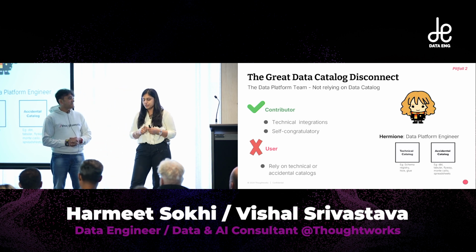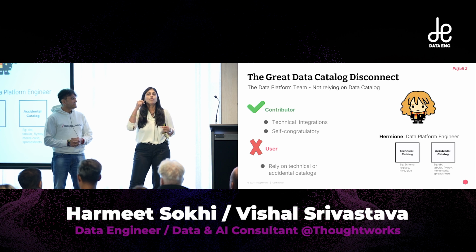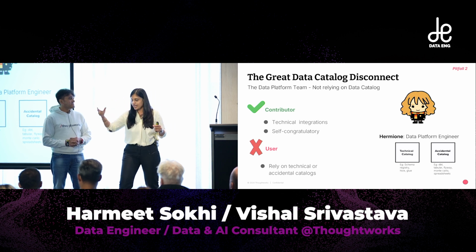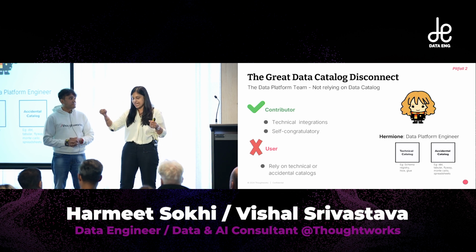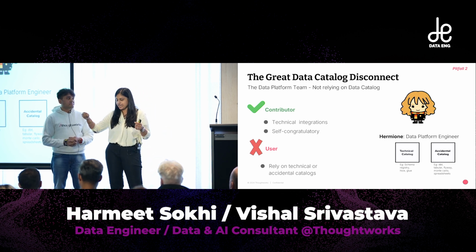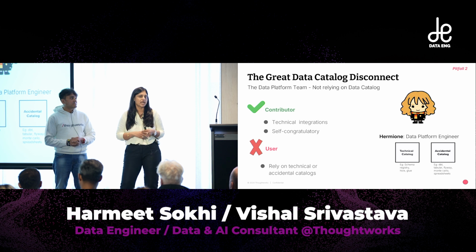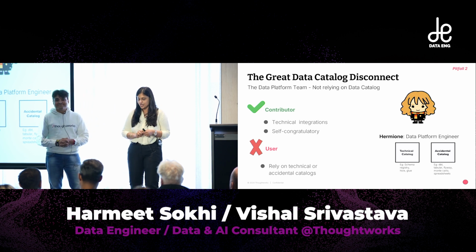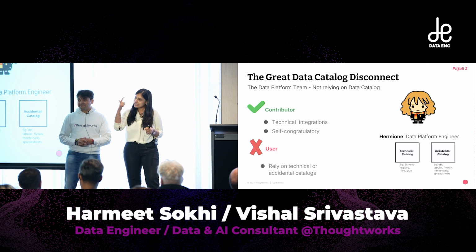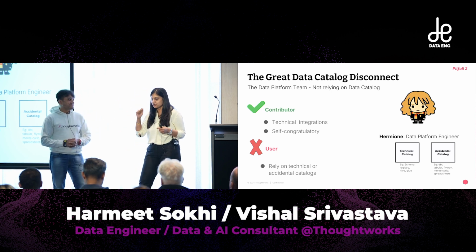Now, the other information they may be needing is versioning, freshness, relationships, and they may be getting that already from tools like DBT, Flyway, Monte Carlo, or some sort of ER relationship diagram that they may have. Vishal and I are calling them accidental catalogs.